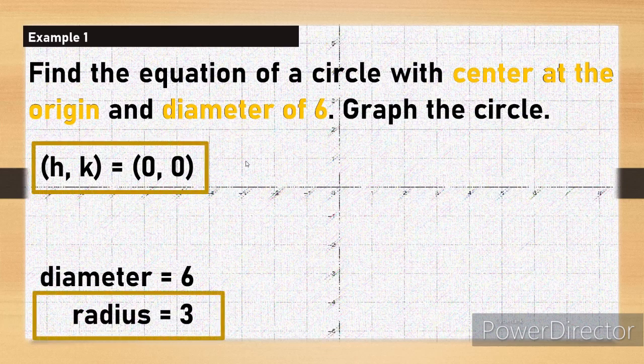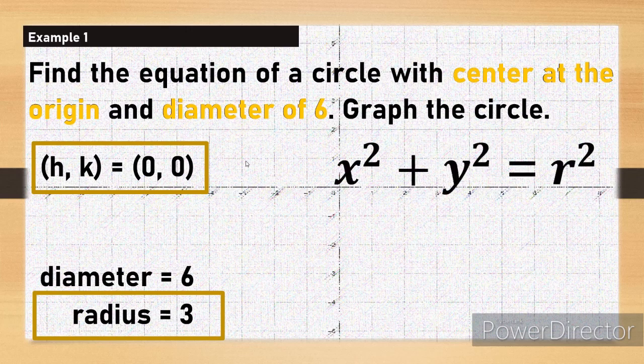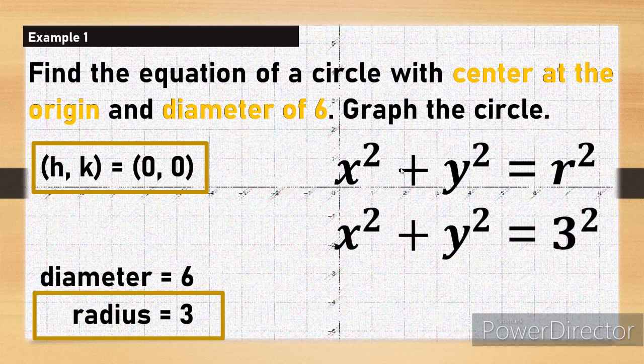So, we have the given, the coordinates, and the radius of the circle. We can easily find the equation of the given circle. Since the center is on the origin, we will be using this equation rather: x squared plus y squared equals r squared. Substitution, we have x squared plus y squared equals 3 squared. And simplifying, 3 squared is equal to 9. So, this is the equation of the circle.